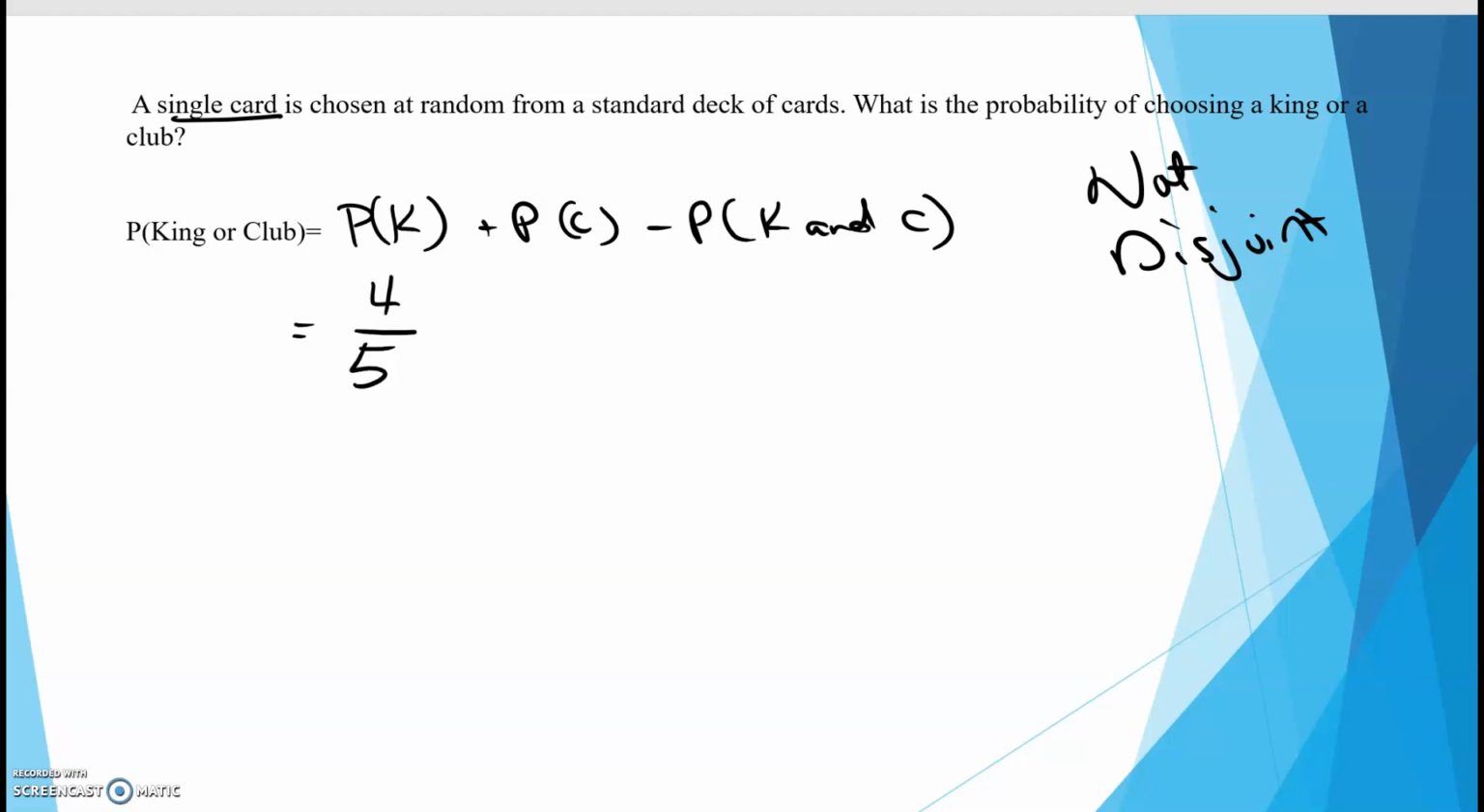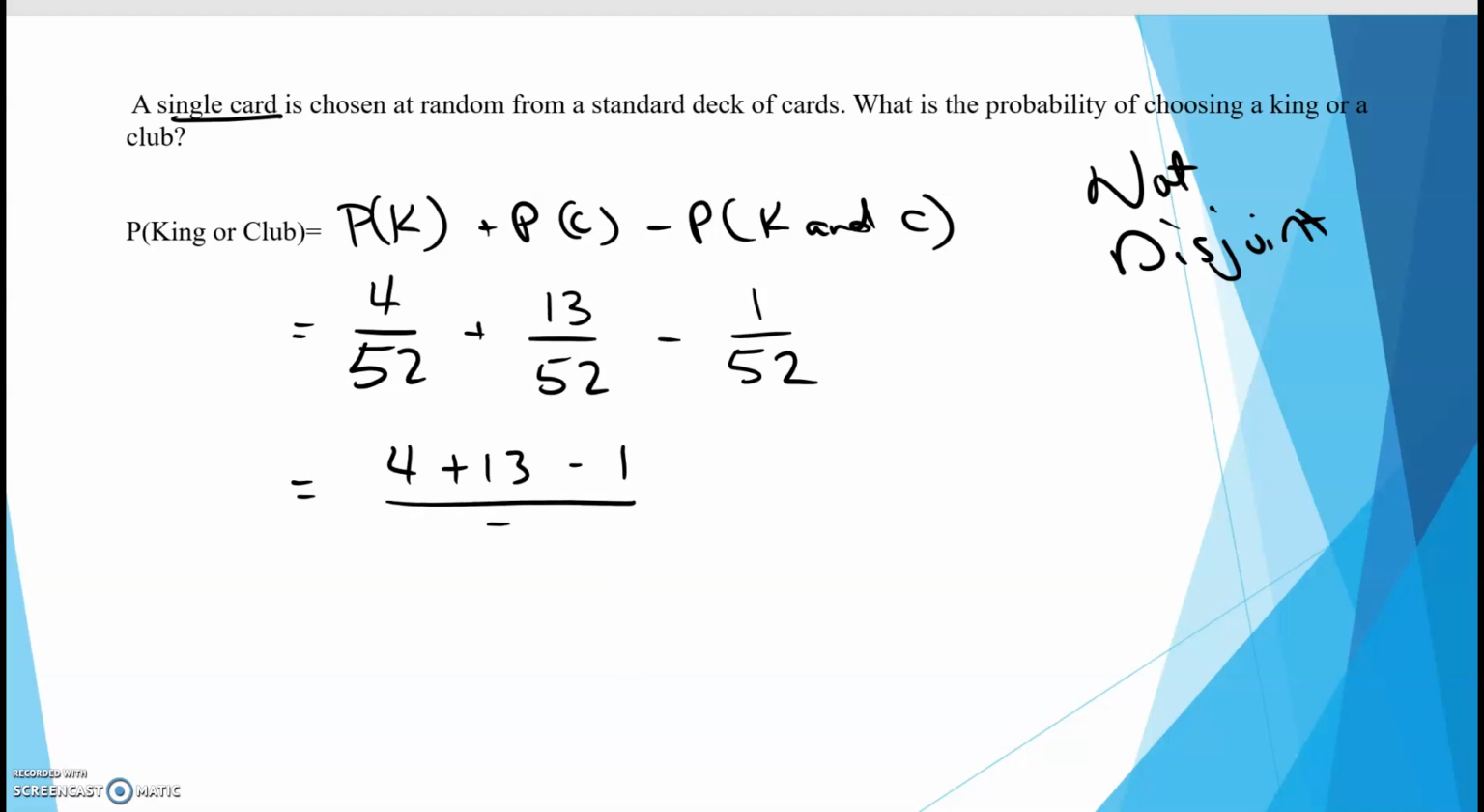Okay, so we have 4 kings out of 52 cards, and we have 13 clubs out of 52 cards. Now I've counted the king of clubs once here and the king of clubs once here. How many king of clubs are there? There's just 1 out of 52. So we've got 4 plus 13 minus 1 all over 52. That gives us 16 over 52, which will simplify to 4 over 13.